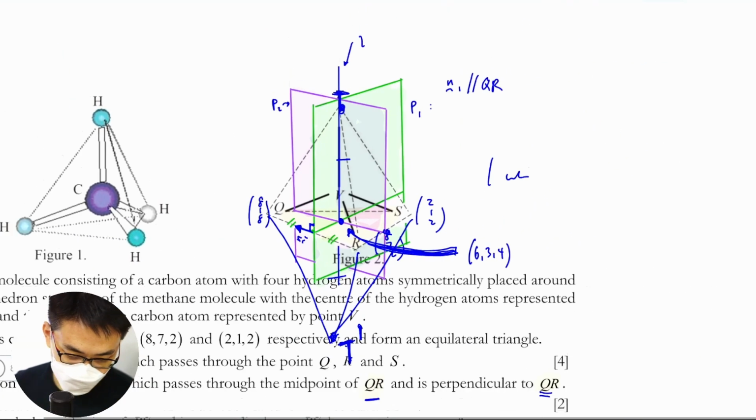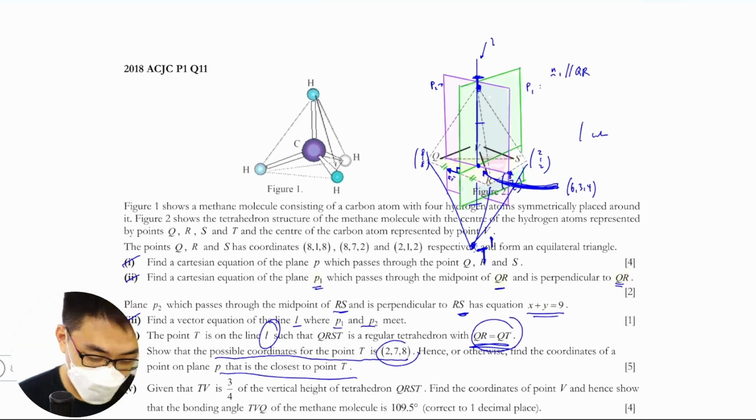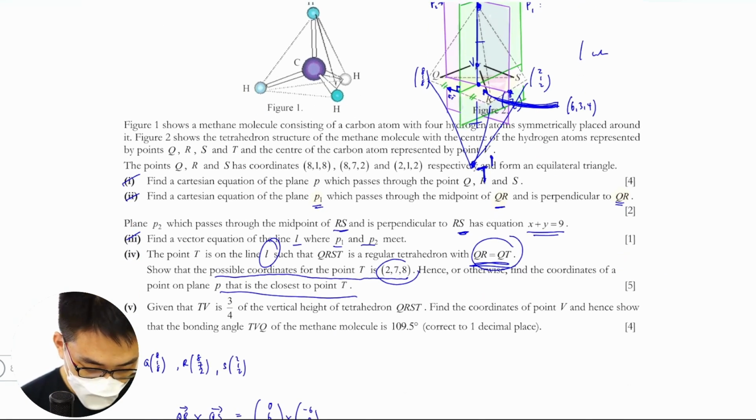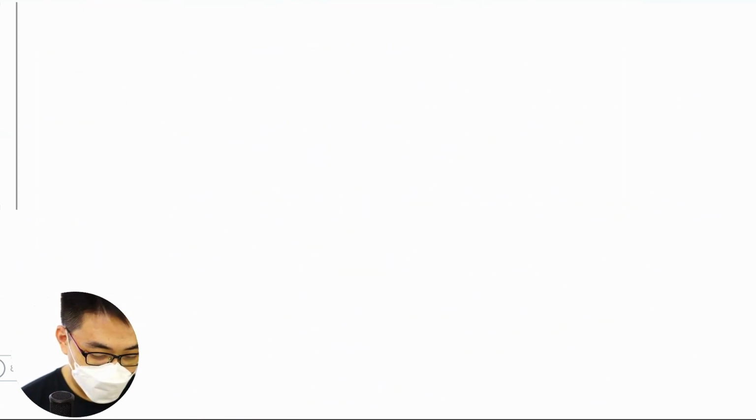All right. So you're told that actually TV is three quarter of the total height. So find the coordinates of V. Okay, let's just deal with the first one first. So I'm going to show you how you can reduce this. Because now we know that the bottom part here is actually 634.